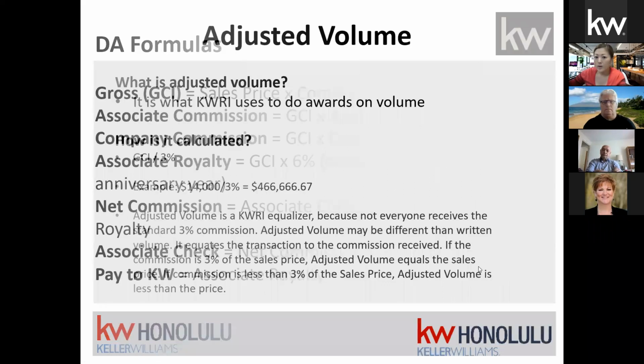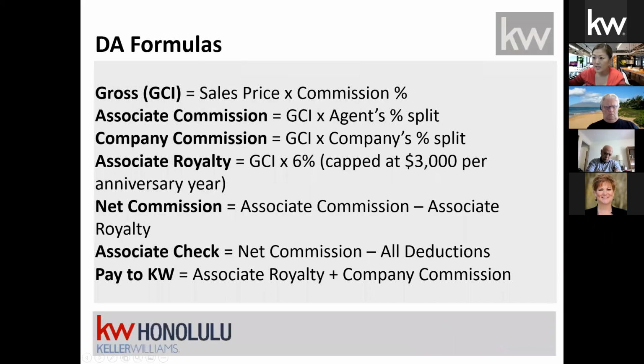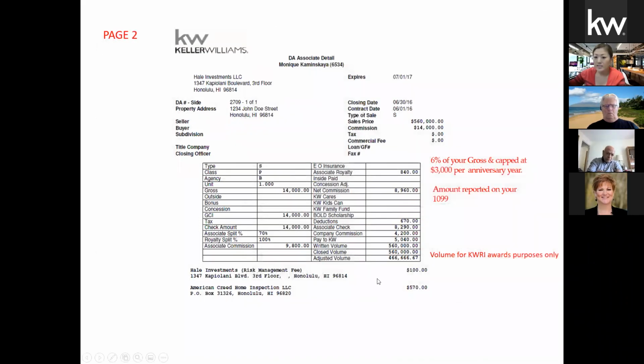Okay. Now we're going to go over the adjusted volume, the one that we were going over on page 2 of the DA. This is for KWRI awards purposes only. And the way that they calculate it is it's your GCI divided by 3%. So for example, for this particular DA that we just saw earlier, the GCI was $14,000. So you divide that by 3%, and that equals 466,666. And so if we go back to the previous DA, you can see that the adjusted volume is the same amount, 466,666.